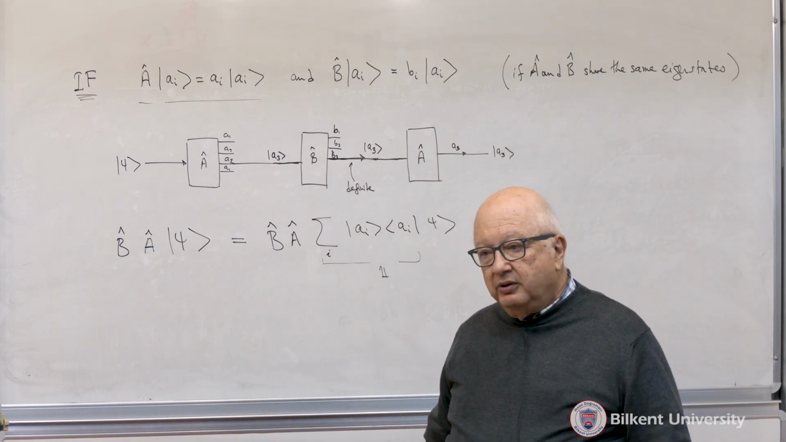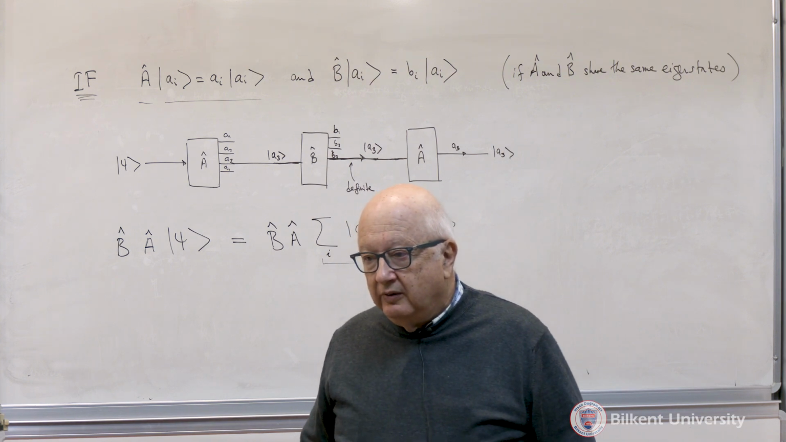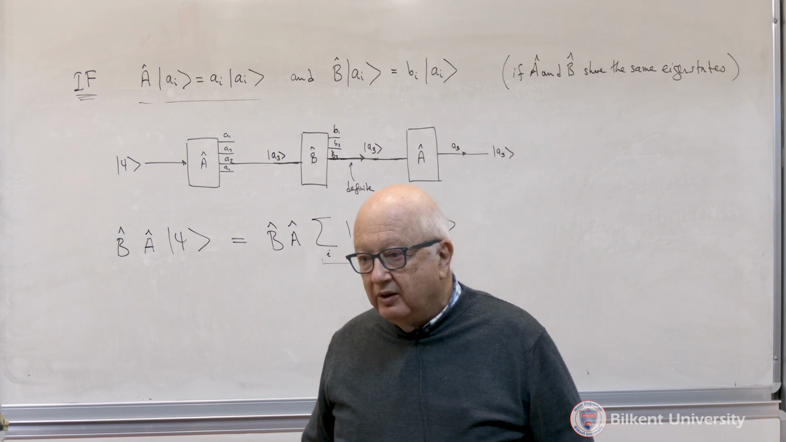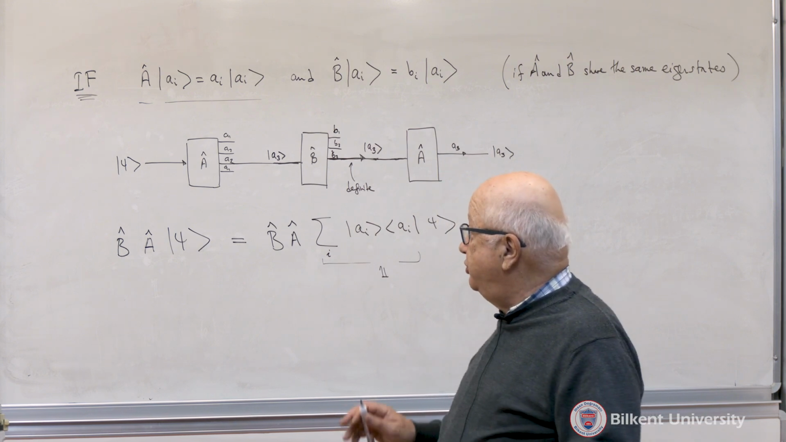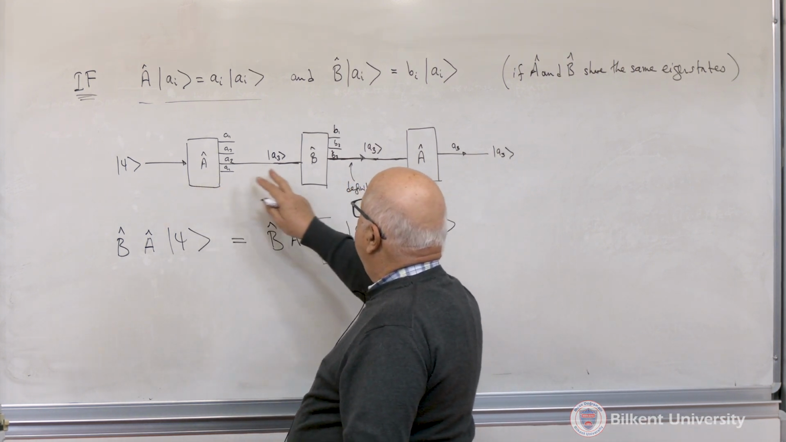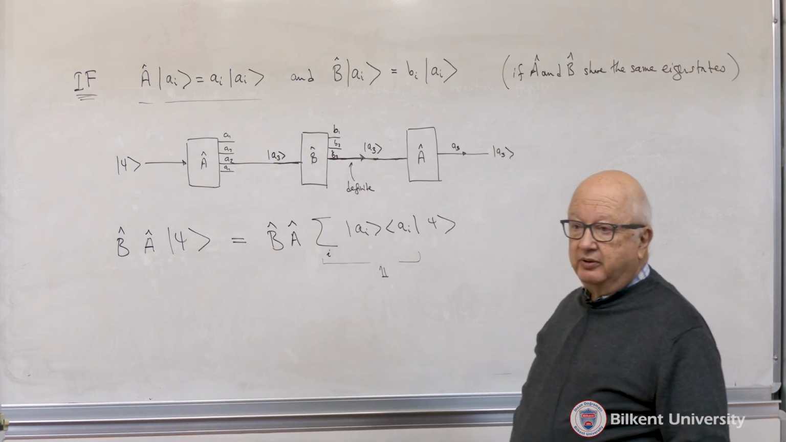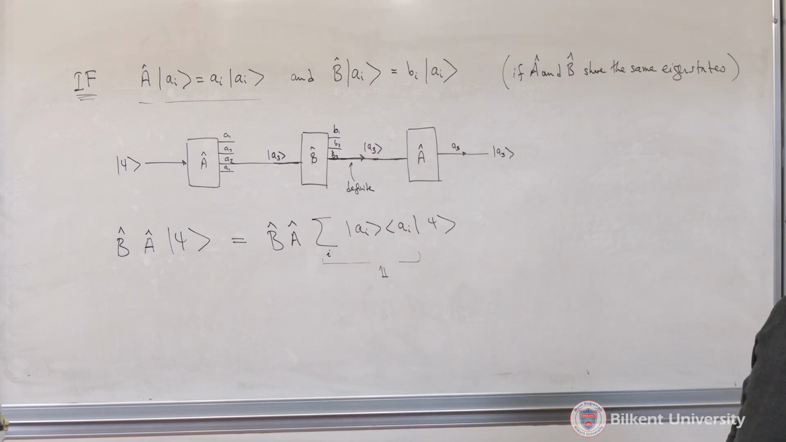We can assume orthonormality only if they are Hermitian, right? Yes. So we are associating them with measurements, which means that they have to be Hermitian. So their eigenvalues are real and everything.